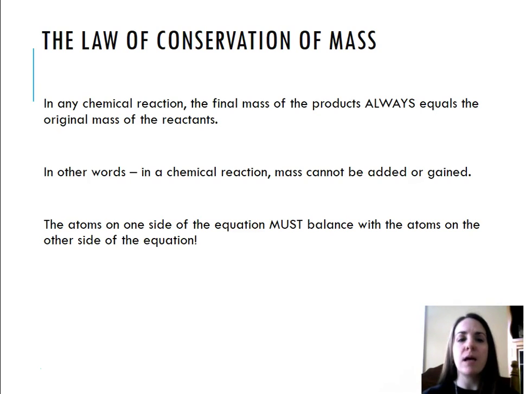So in other words, in chemical reactions, mass is never added or gained. We are never creating or destroying atoms. So the mass is equal in reactants and products, down to the atom. The atoms on one side of the equation must balance with the atoms on the other side of the equation.